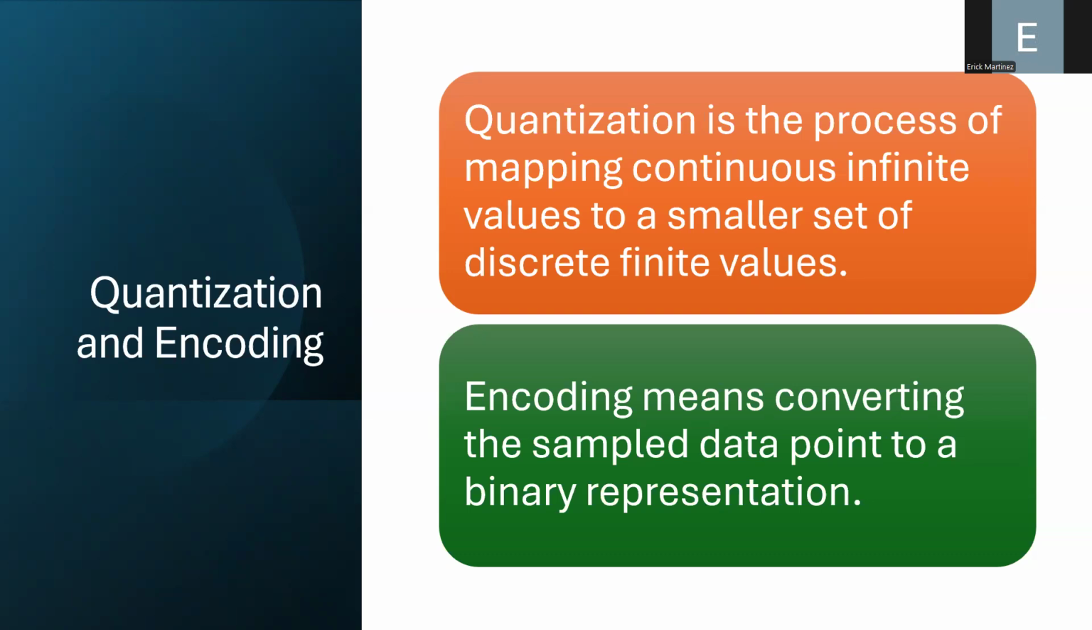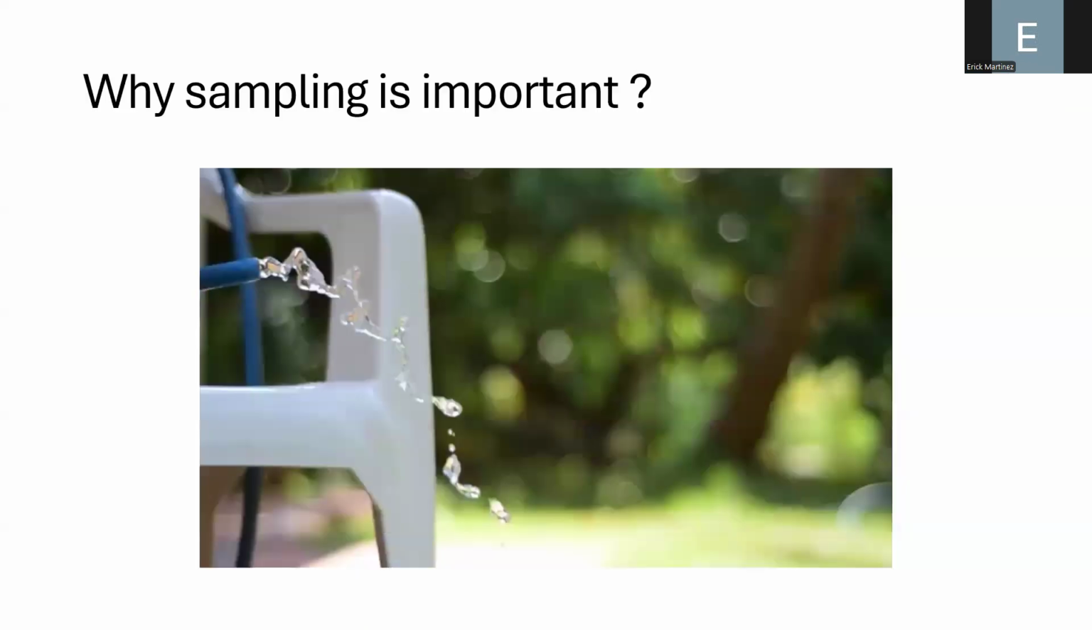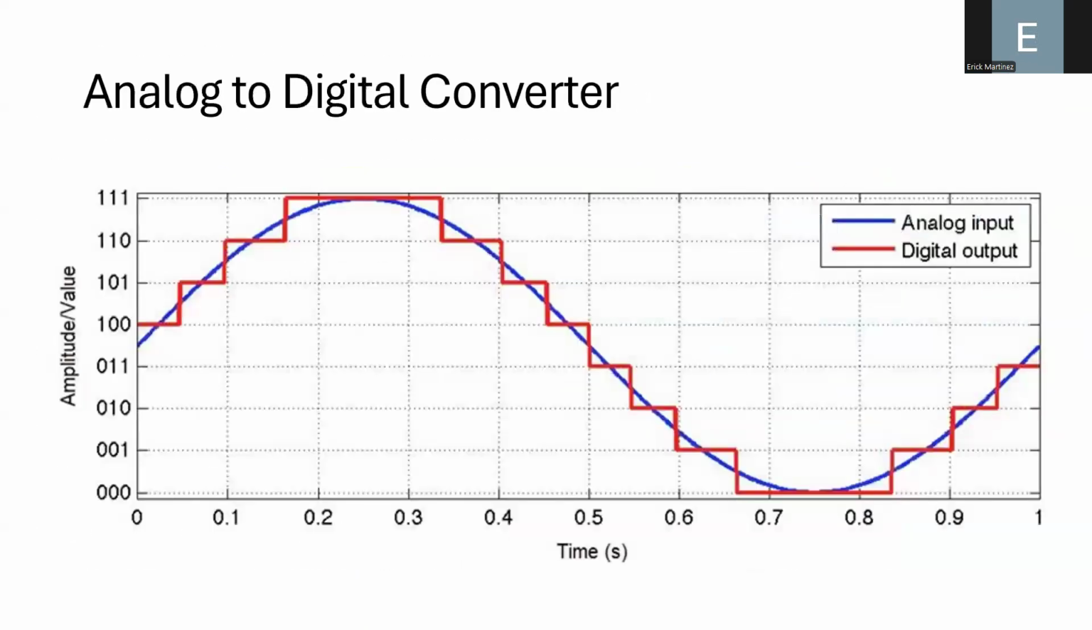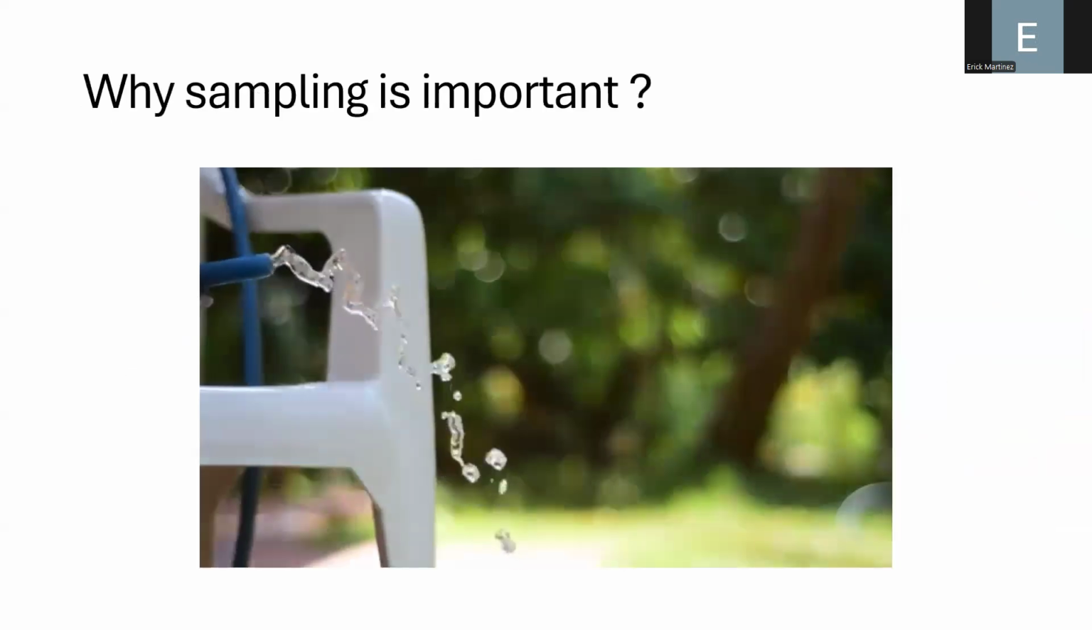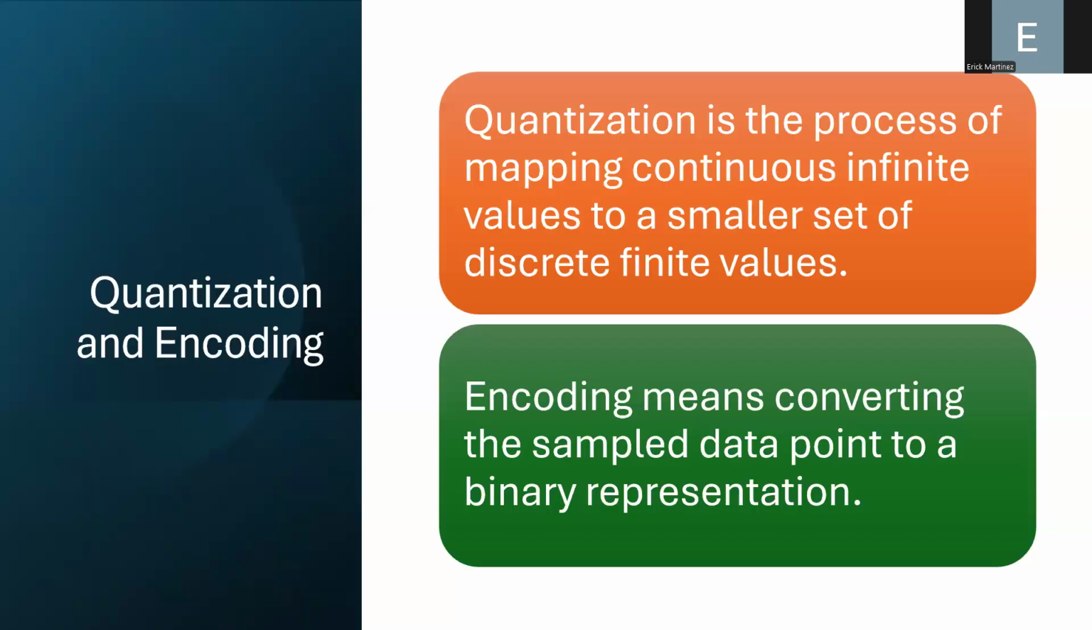Okay. So one final step that you need to take into account is the problem of quantization and encoding. Quantization is basically the process of mapping a continuous, infinite value to a smaller set of discrete values. That is basically the process that the ADC is performing. We are transferring these continuous values to a discrete representation. And encoding means converting the sampled data point to a binary representation.